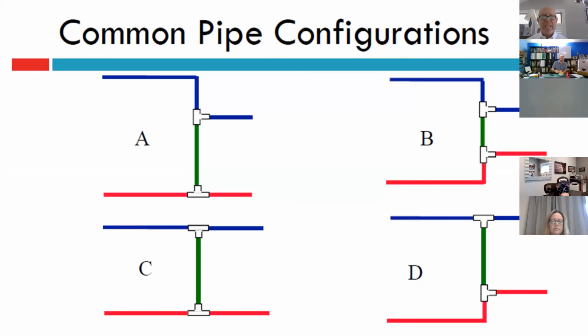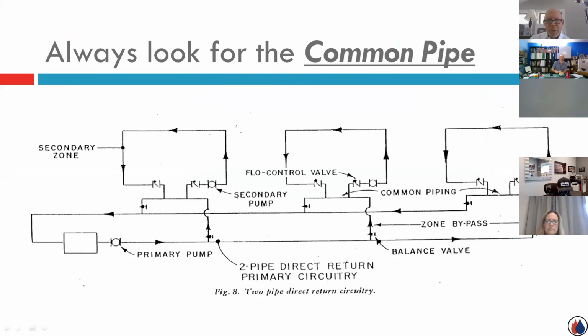And in fact, today there's basically 4 standard configurations. Some of them lend themselves more to certain applications. We'll talk about it later, but this is very common in the chiller world, and probably more common than what you'll see in the heating world. So a real quick thing, always look for the common pipe.